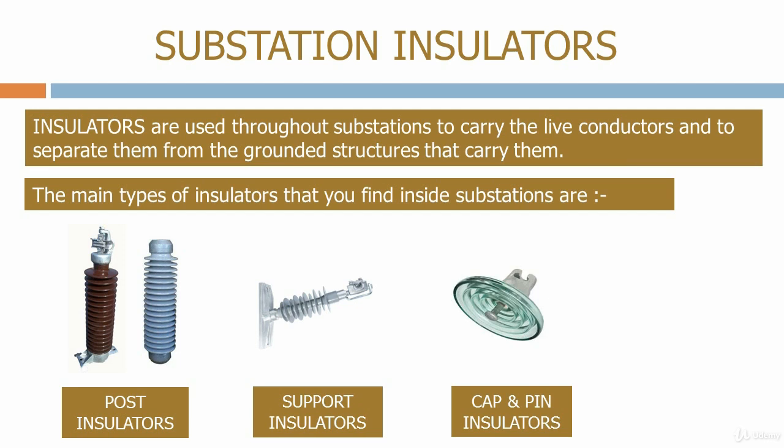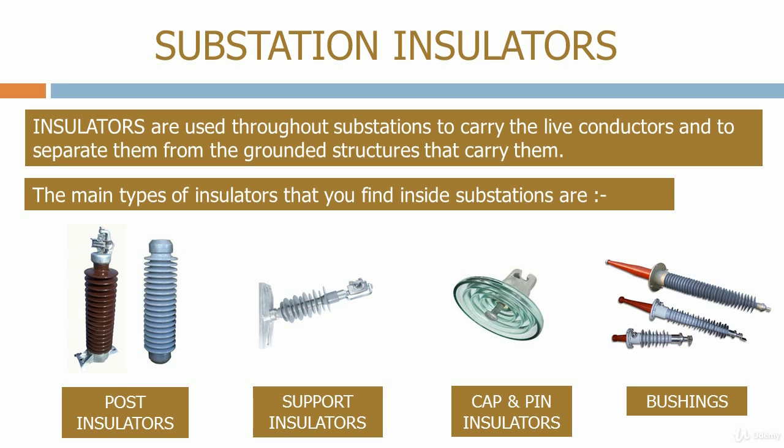Cap and pin insulators. These are used to connect the live line conductors to the grounded structures that hold them. And finally, bushings. These contain a live conductor inside them and are used on circuit breakers and transformers to keep the live conductor away from the grounded housing.